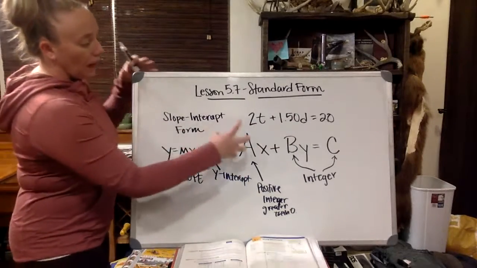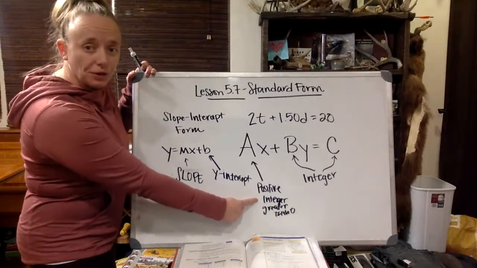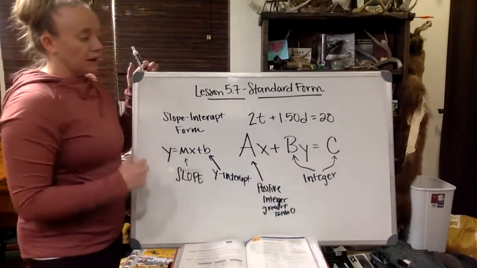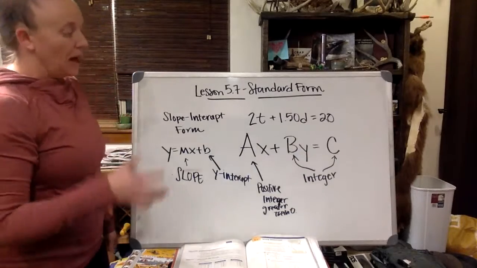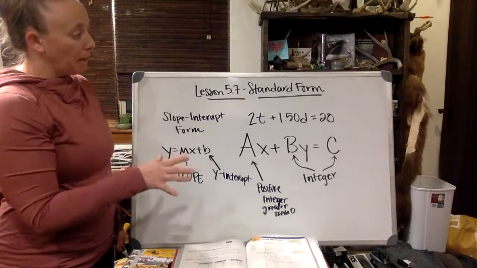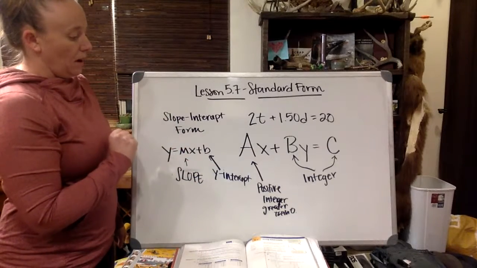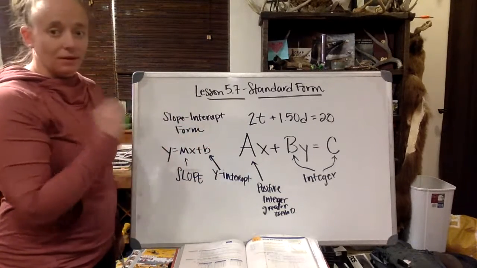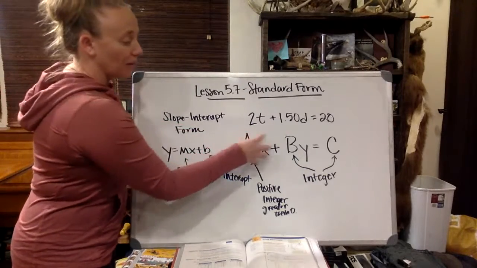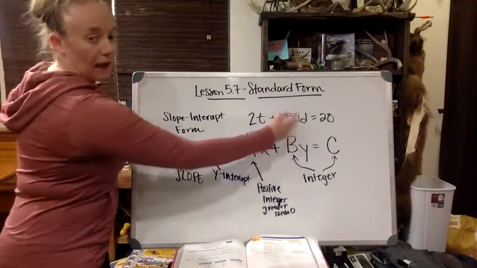But A has to be a positive integer greater than 0. B and C need to be integers. So they just have to be positive or negative numbers. Notice, none of this allows fractions. And that's a big part of standard form. If you have fractions, you're not in standard form. So if this has 1/2, you need to multiply everything by 2 to get rid of that fraction.